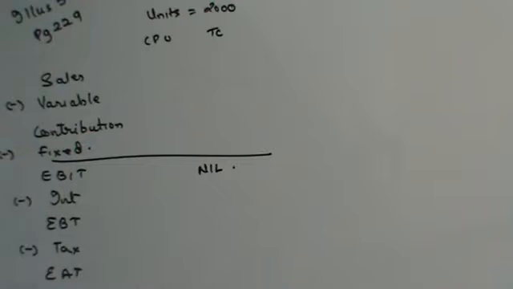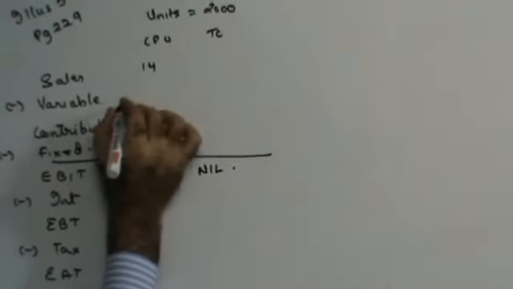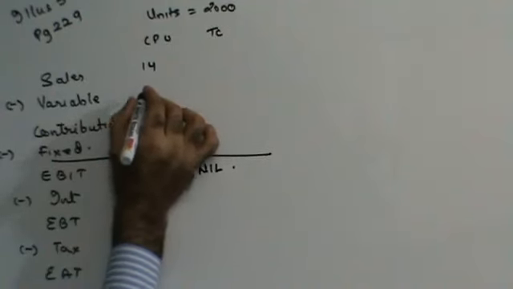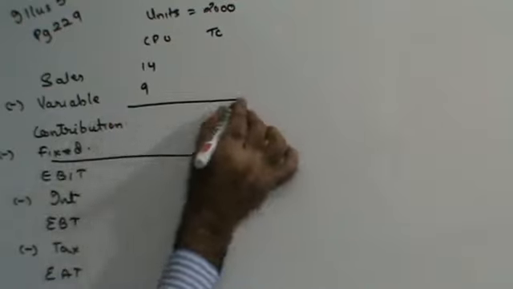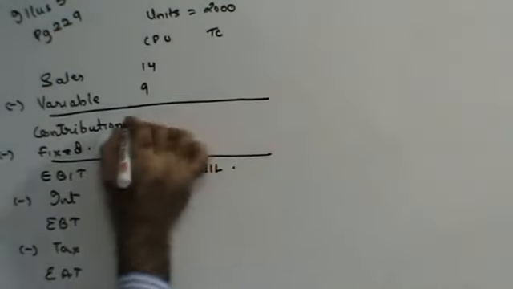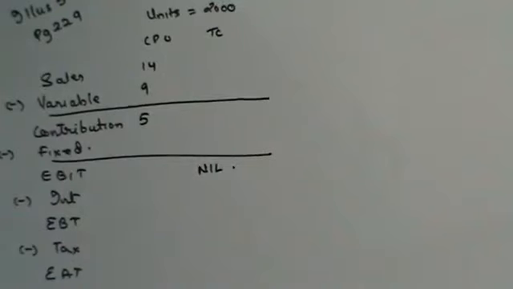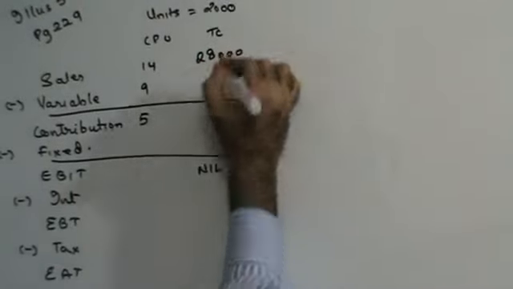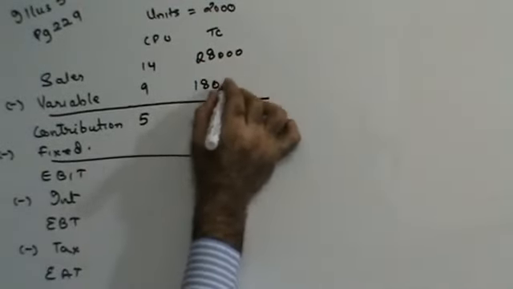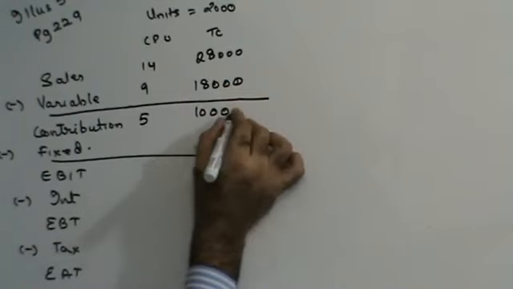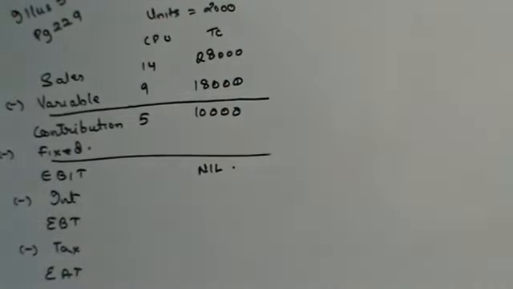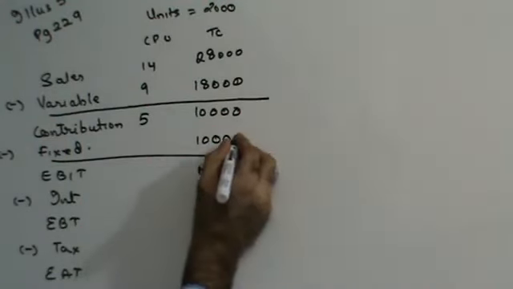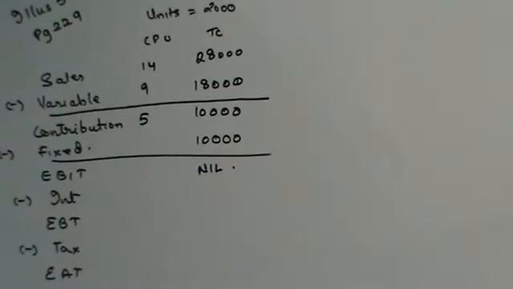Now, they've also said that the selling price per unit is 14 and the variable cost is 9. Right, so contribution is going to be 5. Now let's first work this out. 14 into 2000, this is going to be 28,000. 9 into 2000, 18,000. Contribution 10,000. Now guys, since EBIT is nil, therefore the fixed cost will also be 10,000. Right? That's how I come to know the fixed cost here.